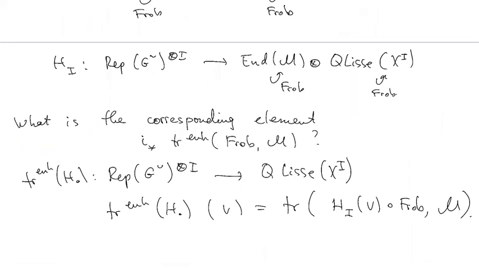Yeah, so naive question again. In the shtuka case, you say you take trace, so is this trace actually a number? No, this trace is a vector space. This trace itself is the cohomology. Well, this trace, as written, maybe you should think of it as a sheaf on X to the I. But let's fix a point on X to the I and restrict, then this is a vector space.